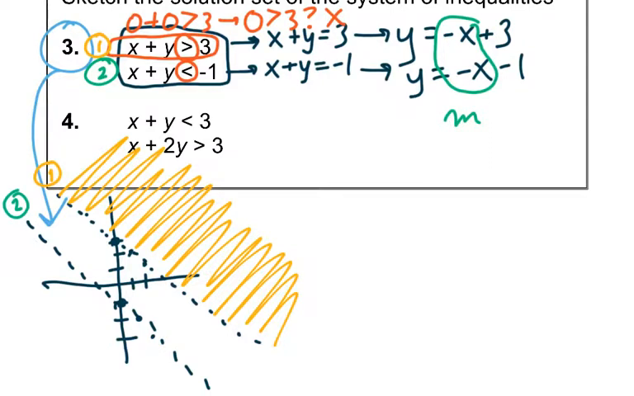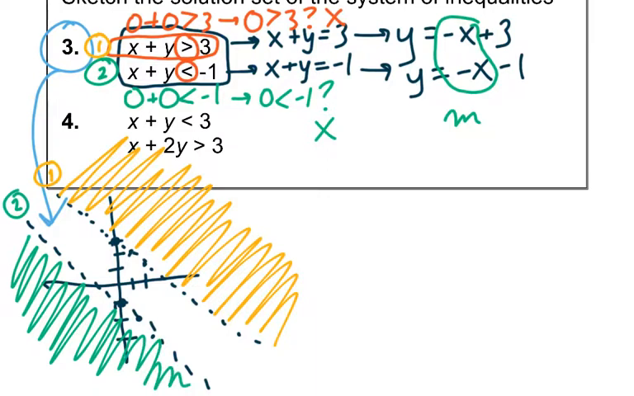Now I'm going to figure out, am I going to shade the bottom left of that or the top right? So I'll plug in 0, 0 here. 0 for x and 0 for y. Is 0 plus 0 less than -1? Meaning, is 0 on the left less than -1? If I think about that, is 0 less than -1? No, 0 is actually greater than -1. So I'm not going to shade the part that has 0, 0. So I'm going to shade the bottom left.